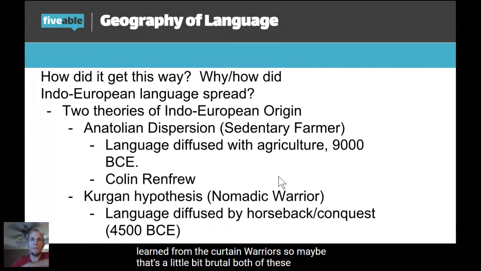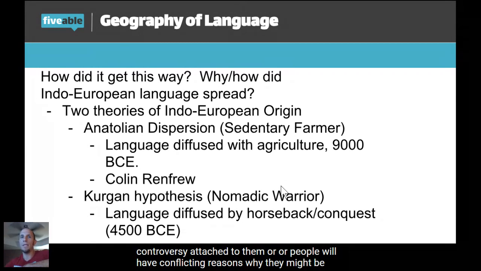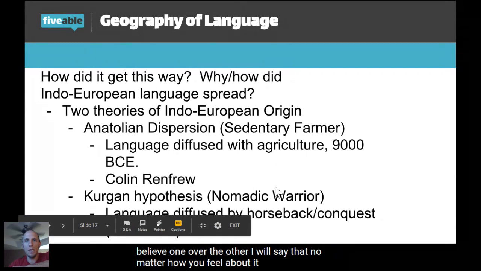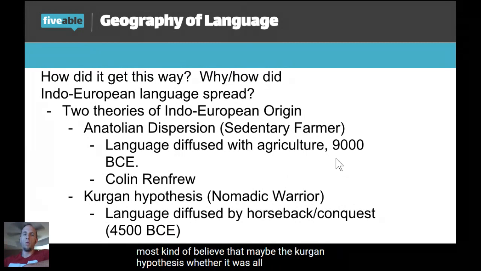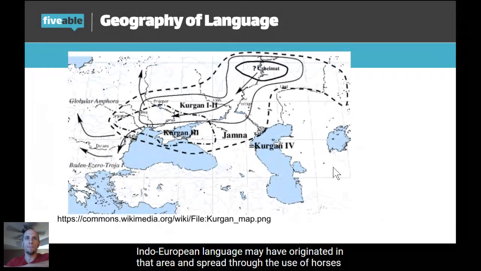Both of these different theories have some degree of controversy attached to them, or people will have conflicting reasons why they might believe one over the other. I will say that no matter how you feel about it, most individuals, based on what I've read and what I've studied, kind of believe that maybe the Kurgan hypothesis, whether it was all war and bloodshed, still they seem to think that the Indo-European language may have originated in that area and spread through the use of horses.